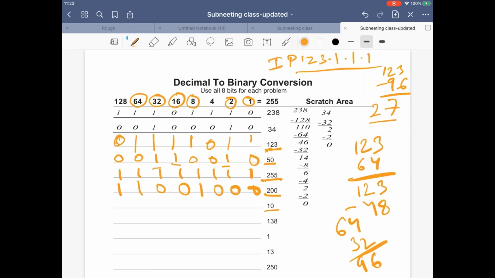Correct? Now, if we want 10, what will be the answer for 10? It will be 0 here. For 8, 10 means 8 plus 2. So we have 8. This is 1, 0. Got my point? Yes. I got it.